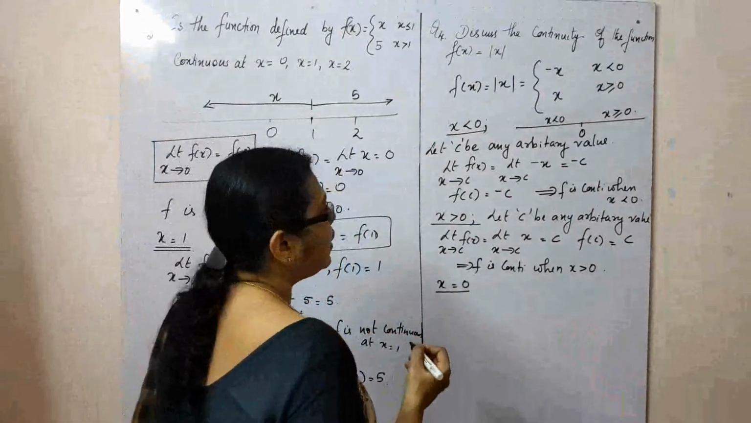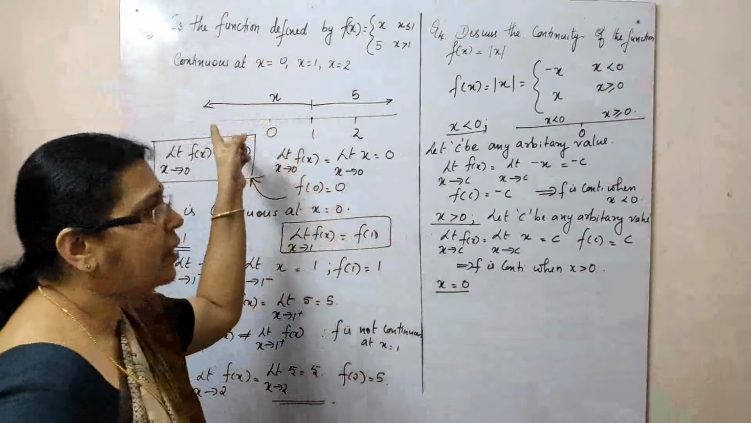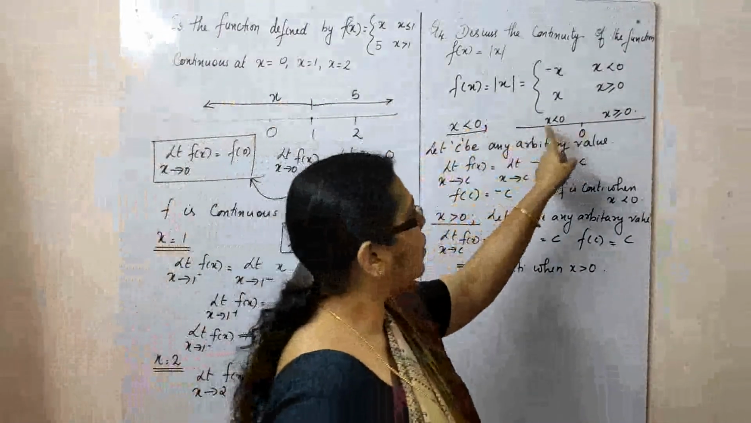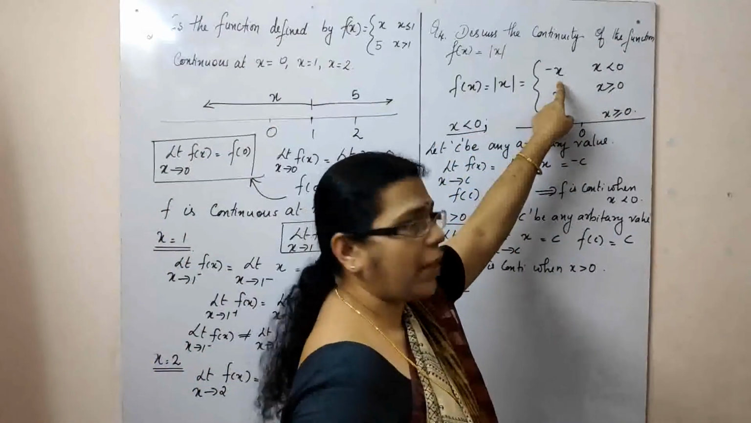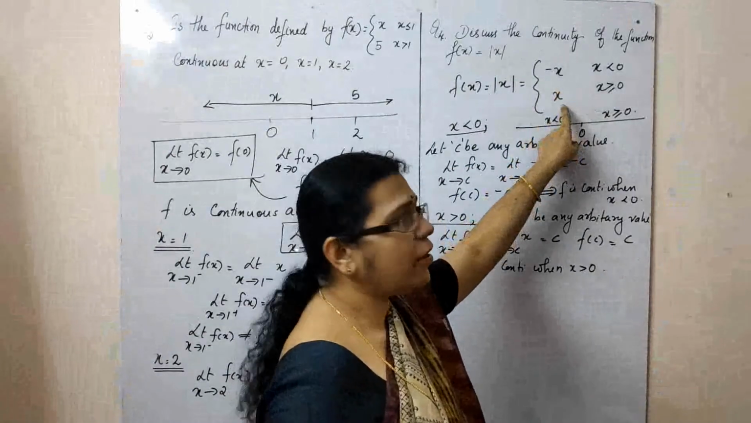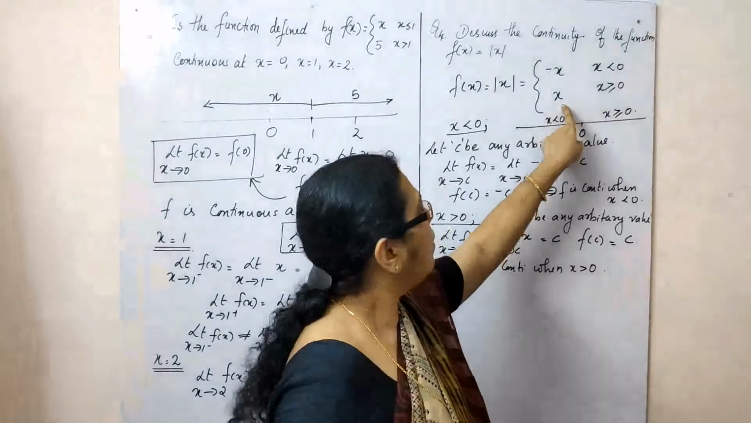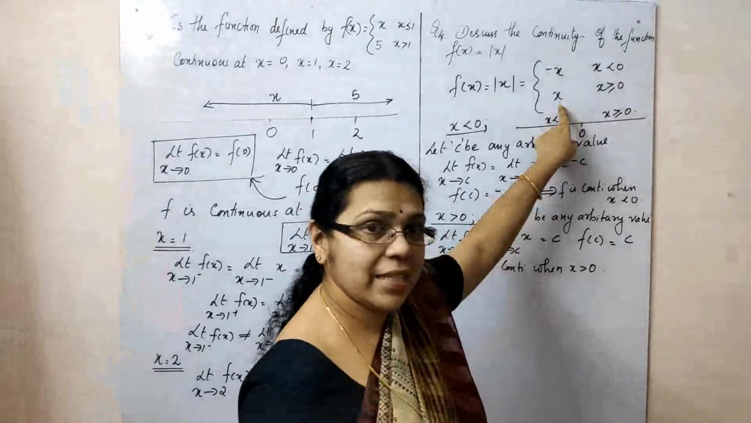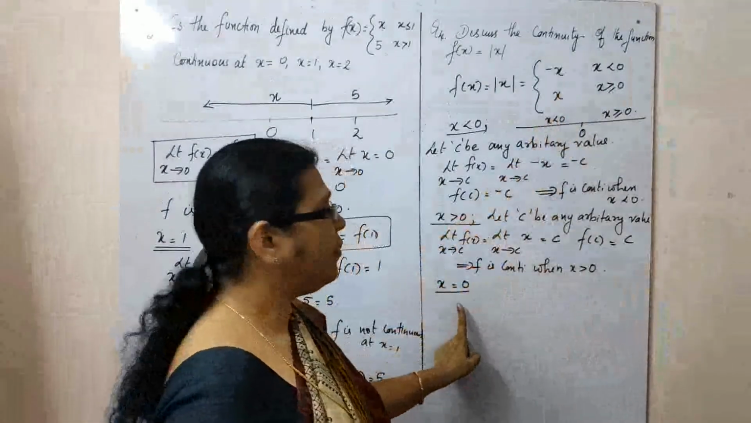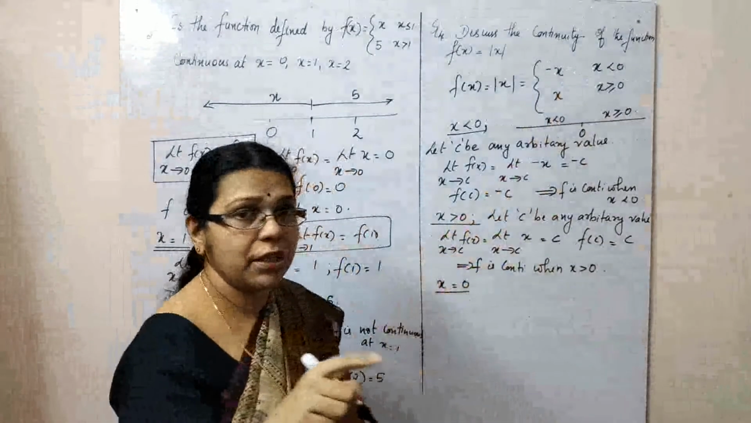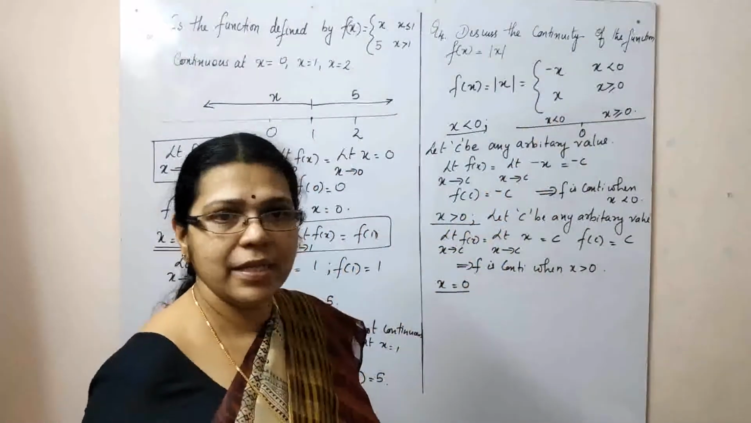Now let's discuss. As we have discussed here, on the left hand side of 0, the value of the function is minus x, and on the right hand side of 0, the value of the function is x. So now we need to check for both limits: the left hand limit as well as the right hand limit.